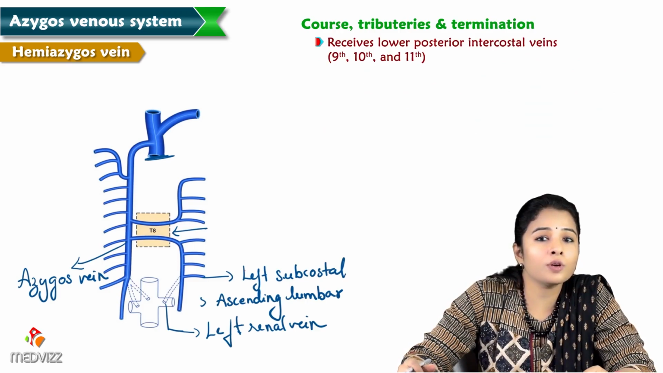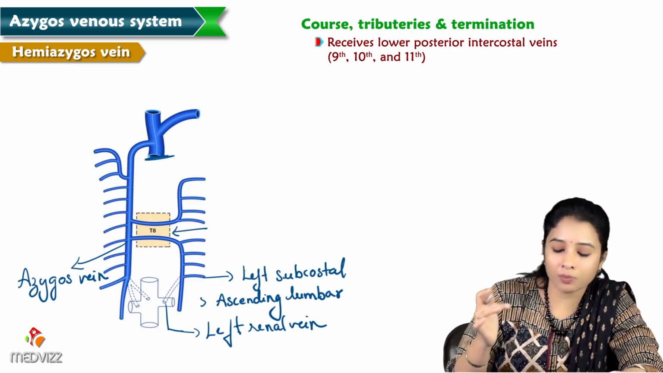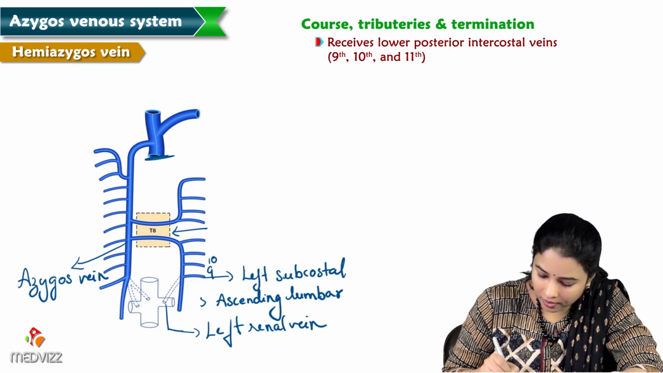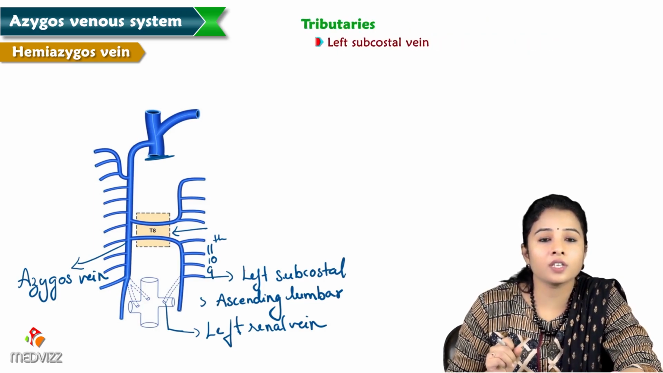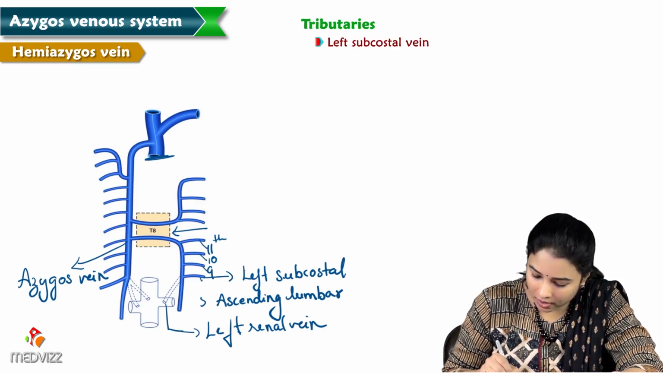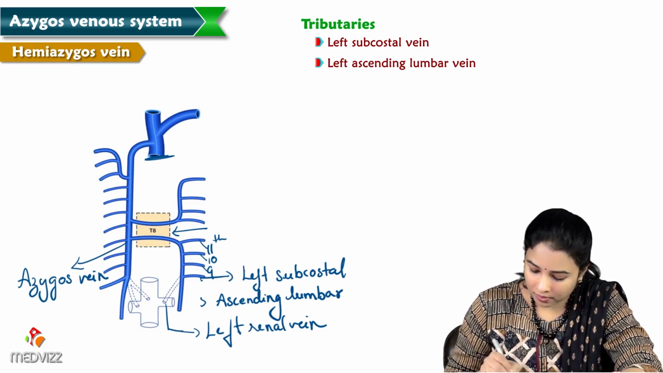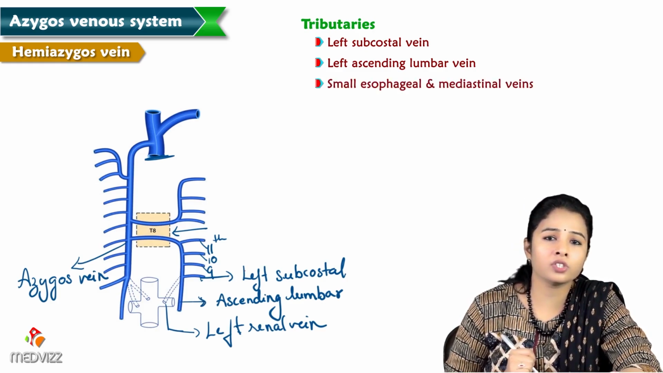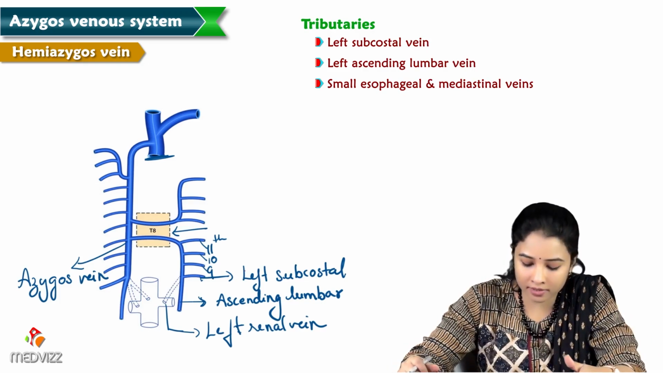It receives lower posterior intercostal veins, to be specific the 9th, 10th and 11th posterior intercostal veins, and it also receives the left subcostal vein. This is 9th, this is 10th, this is 11th. Here is the left subcostal vein and the left ascending lumbar vein. Also small esophageal and mediastinal veins are tributaries of this hemiazygous vein.